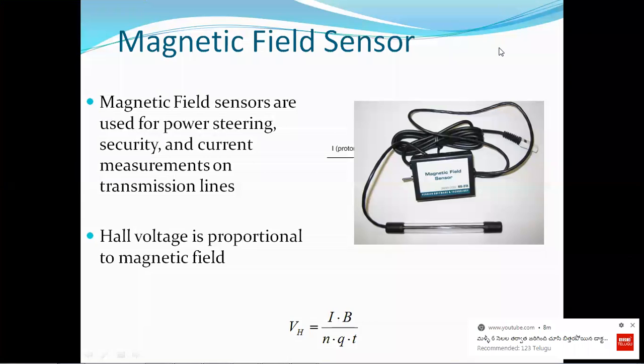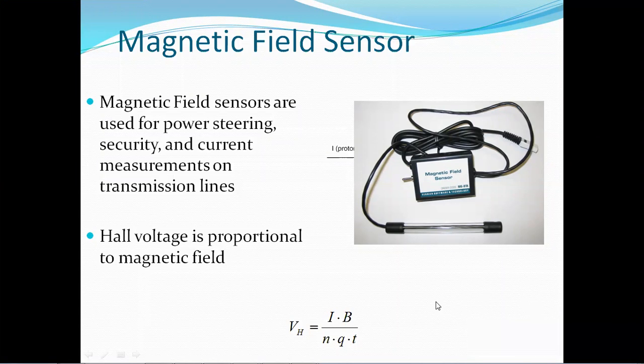The Hall voltage is directly proportional to the magnetic field that is being generated, and it is calculated with the formula V = IB/(nqt), where I is the induced current from the battery reference source, B is the magnetic field, t is the thickness, n is the number of charge carriers, and q is the charge.